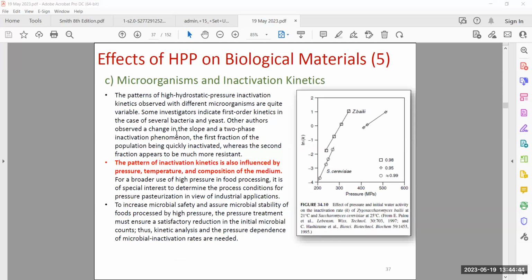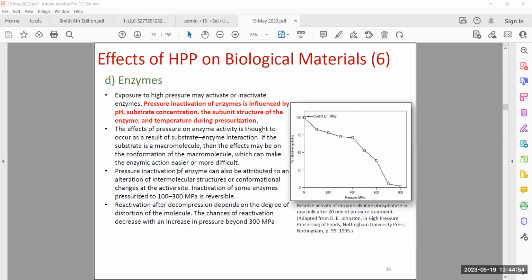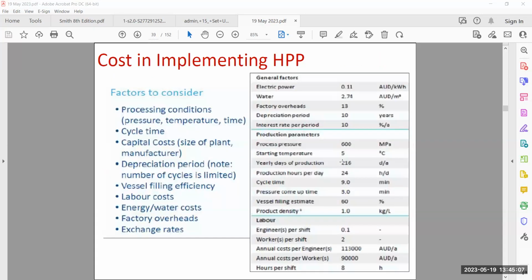And of course, if you look at microorganism inactivation kinetics, the pattern of inactivation kinetics is influenced by pressure, temperature, and of course the composition of the media itself. Enzymes have been shown to be more resistant to HPP, but we are able to inactivate them to a certain level. The cost of implementing HPP is usually in the capital cost.